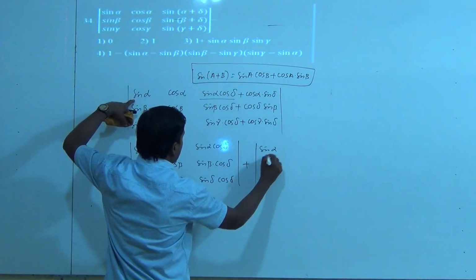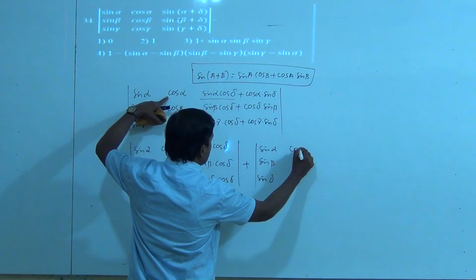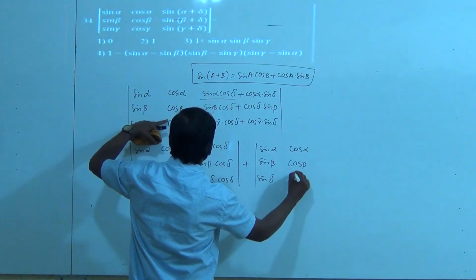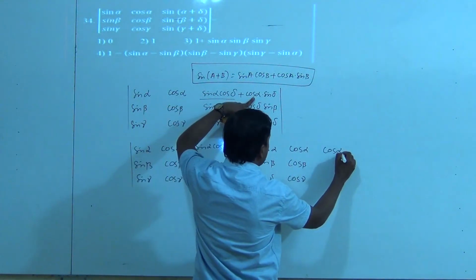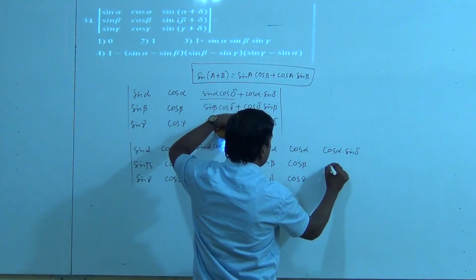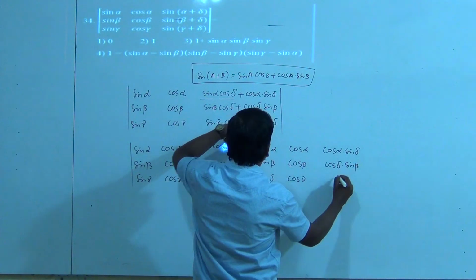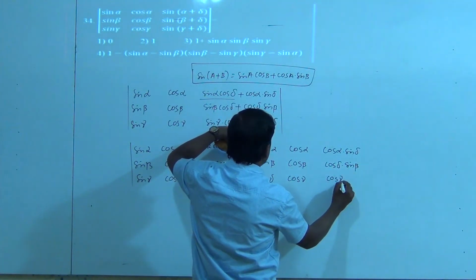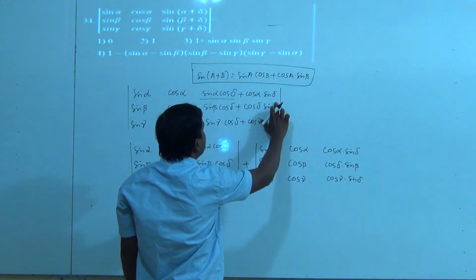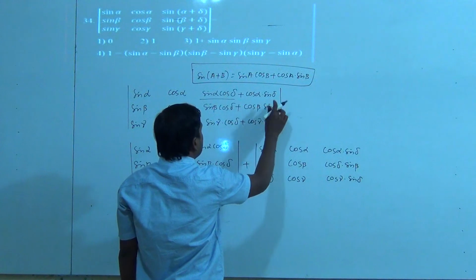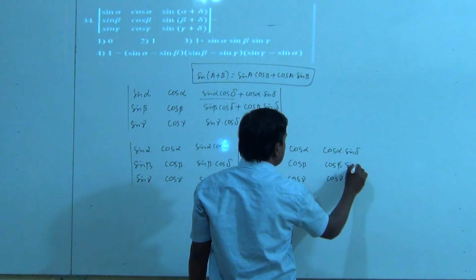So sin alpha, sin beta, sin gamma; cos alpha, cos beta, cos gamma. And here we should write this one: cos alpha into sin delta, cos beta into sin delta, cos gamma into sin delta.